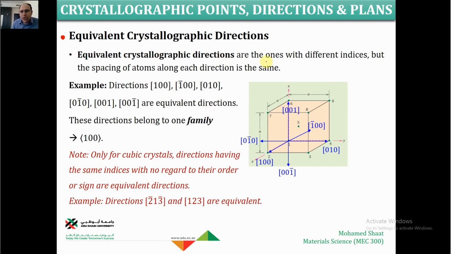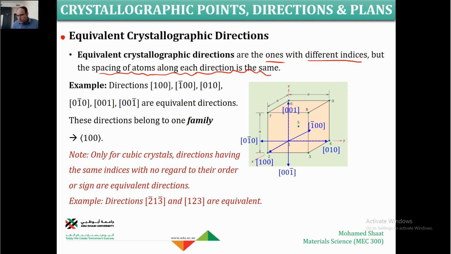Equivalent crystallographic directions are the ones with different indices. So the indices here are 0, 0, 1, but this one is 0, 1, 0. So these are two different indices. It means that they are two different directions, but they are still equivalent based on one condition. What is this condition? That the spacing between the atoms along each direction is the same. Or in other words, if we decided to deal with this direction like a vector in terms of mathematics, if the magnitude of these two vectors or two different directions is the same, it means that they are two equivalent crystallographic directions.